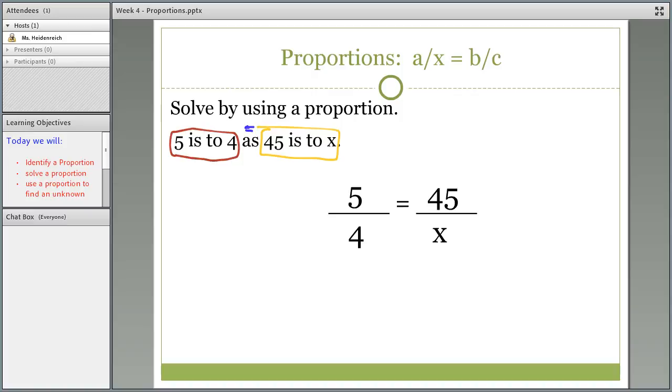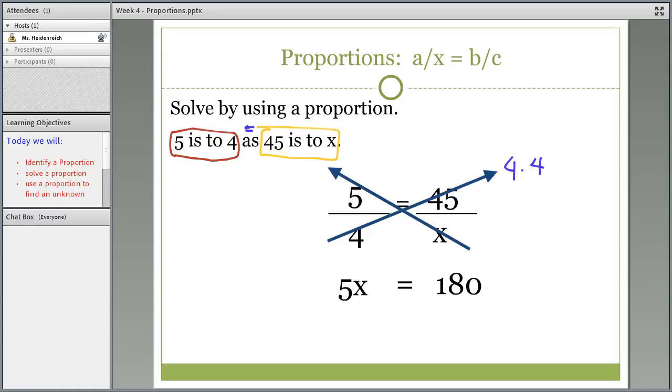And notice how I went in the same order. So if 5 is first, then I put it in the numerator. For the second fraction, 45 came first, so I put it in the numerator. And then once you've got your proportion written down, you can now use the cross product property, or cross multiply. So we're going to do 5 times x, and we're going to do 4 times 45, set that equal to each other. So 4 times 45 ends up being 180.